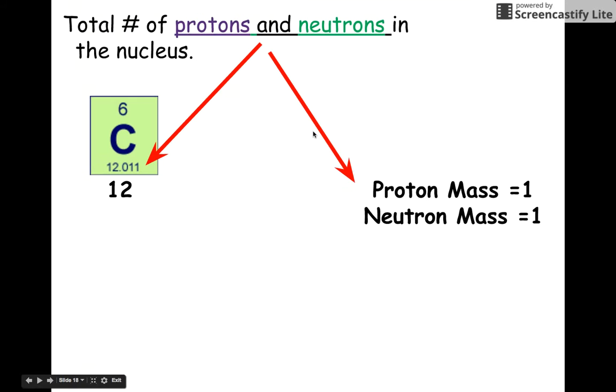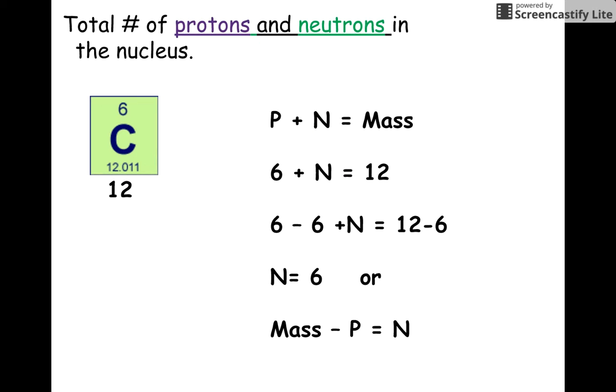But in the case of carbon, it has an atomic mass of 12. You subtract from that the atomic number, which is 6. You get a total of 6 neutrons. If you add protons and neutrons together, 6 protons plus 6 neutrons, you get 12, and that's the atomic mass. As you can see here, we broke it down for you: the number of protons plus the number of neutrons equals 12.